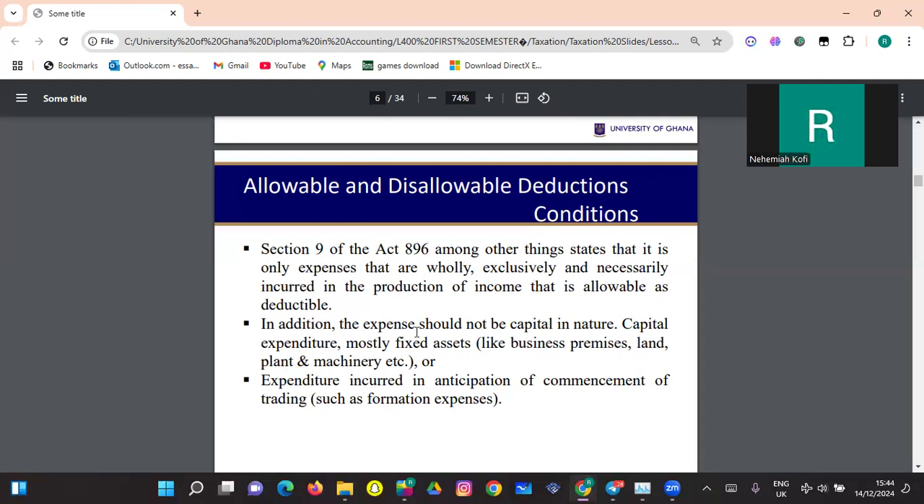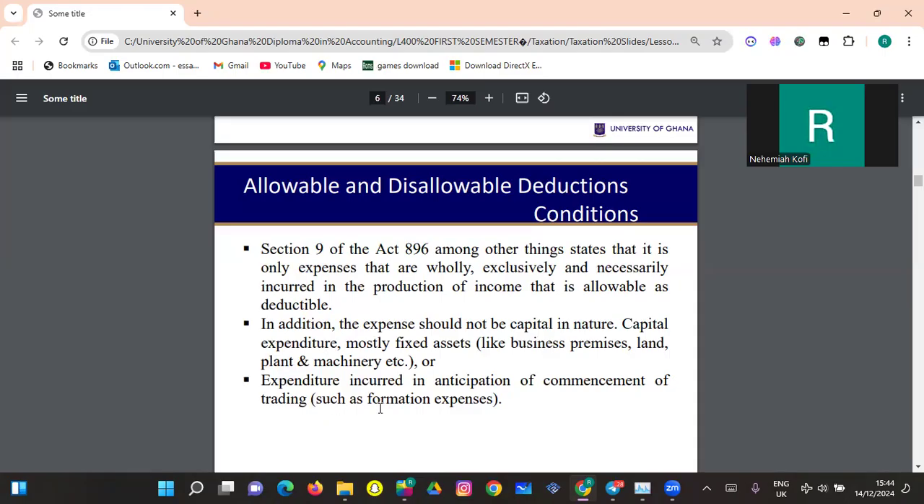So in addition, the expense should not be of a capital nature, right? So expenses that are incurred should not be of a capital nature. When we talk about capital nature, it can be on fixed assets or an expense that will last longer than 1 year. For example, signing up for advertisement on a billboard that will last for more than 1 year, right? It's more or less like an expense of a capital nature. So if it will last within 1 year, then it is allowable. But if it will last more than 1 year, then it is not allowable.